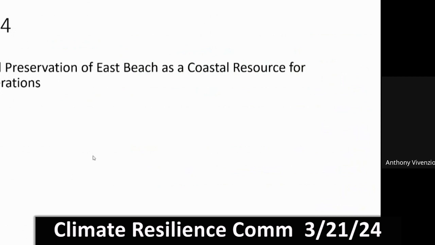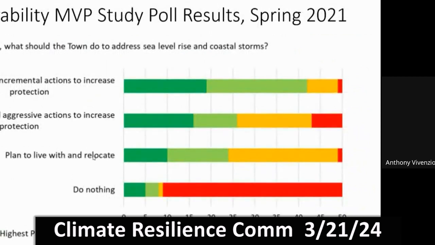Okay, last motion. I recommend preservation of East Beach as a coastal resource for future generations. The East Beach Vulnerability MVP study did a public poll. In that poll, there were overwhelming responses to either take gradual and incremental actions to increase protection or immediate and aggressive actions to increase protection. The relocation option was not nearly as well supported.